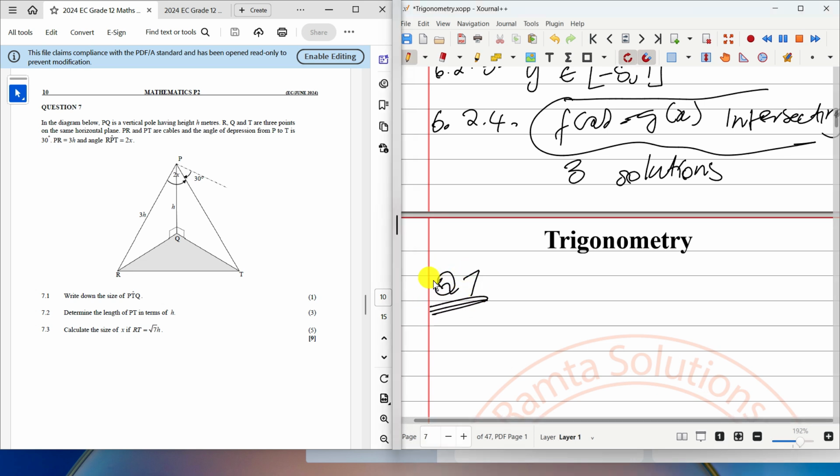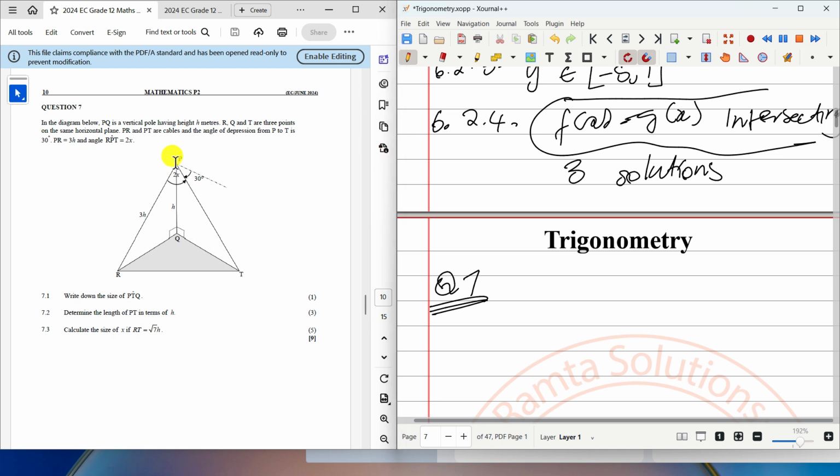My favorite question. Question 7. Yes, it's a fact. It's my favorite question in this paper. In fact, in your trigonometry, question 7 is my favorite. Okay? Now let's go. In the diagram below, PQ is a vertical pole having height h meters.